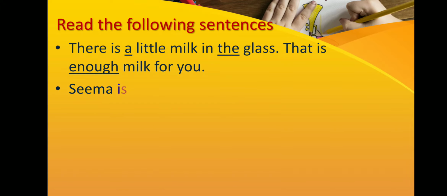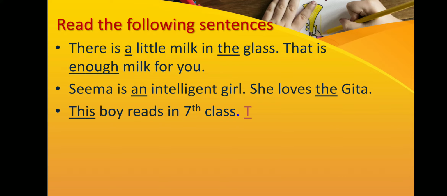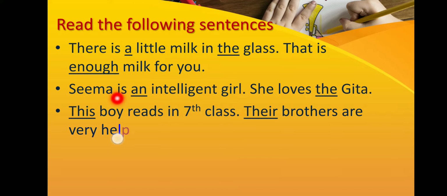Now the next sentence. Seema is an intelligent girl. So an is a determiner. She loves the Gita. The is also a determiner because it is placed before the noun Gita. The next sentence is: This boy reads in 7th class. So this is a determiner because it came before boy. Boy is a noun. Their brothers are very helpful. So once again, their is a determiner because it is placed before brothers, and brothers is a noun.